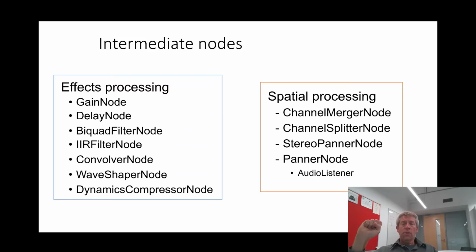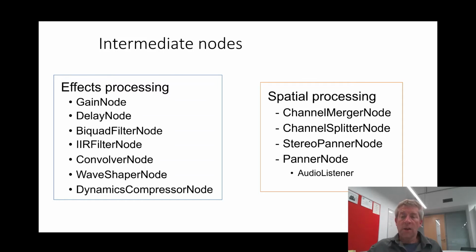There are other intermediate nodes that fall mainly into spatial processing, so manipulating channels and multi-channel audio. We have channel merger node and the channel splitter node. So the channel merger takes many different audio streams and puts it into one multi-channel audio stream. The channel splitter splits the channels within an audio stream and makes that many different audio streams.